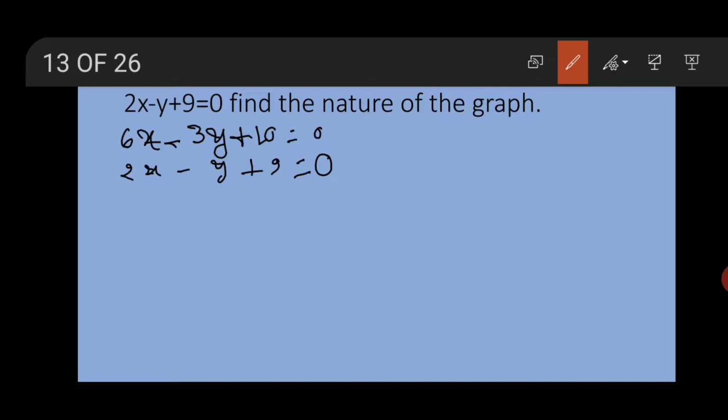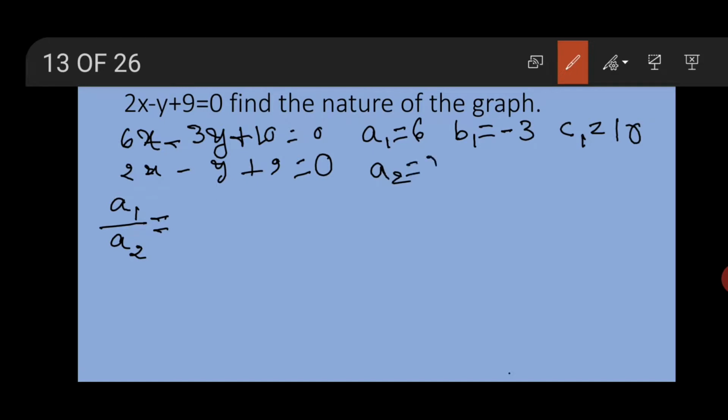In order to find the nature of the graph, we have to find the values of a1, a2, b1, b2, c1, c2. So what is the value of a1 by a2? Find the ratio of a1 by a2. Here a1 is 6, b1 is equal to minus 3, and c1 is equal to 10, and a2 is equal to 2, b2 is equal to minus 1, and c2 is equal to 9.